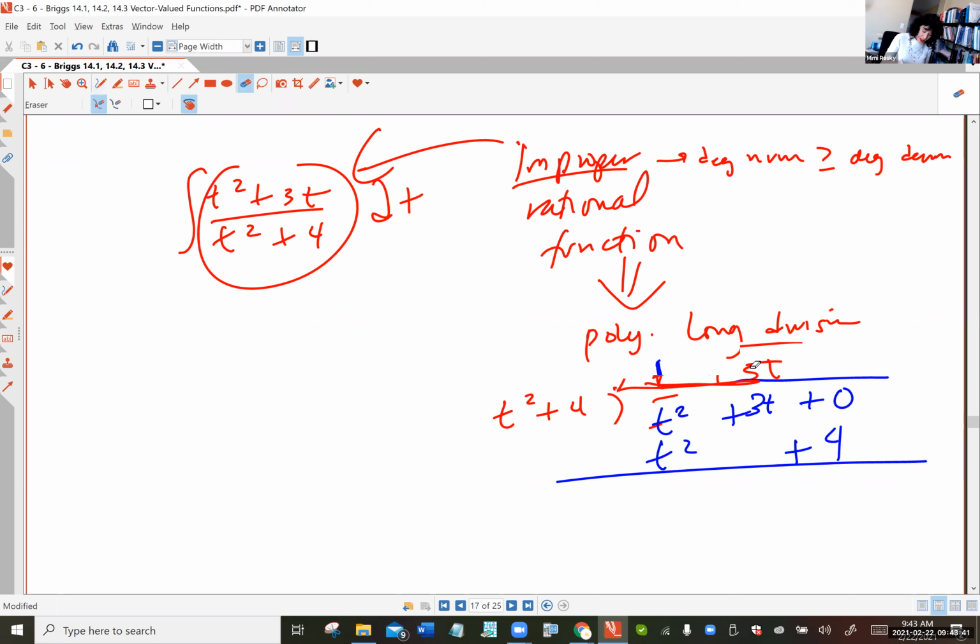So then what? I'm having trouble with my erase tool. It does all kinds of wacky stuff.